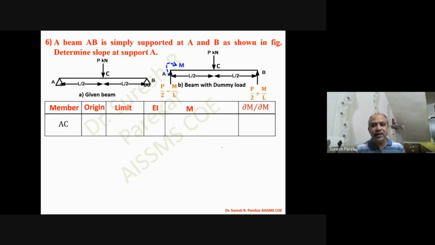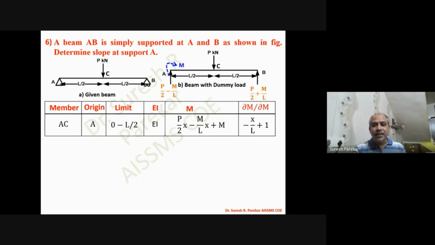First A to C. So we have origin A, limit 0 to L by 2, EI. M will be P by 2 minus M by L into X. So I have separated it: P by 2 into X minus M by L into X plus M. And we have to take the derivative with respect to M. So we have the derivative with respect to this, minus X by L, and derivative with respect to M, we have 1. So we have minus X by L plus 1.